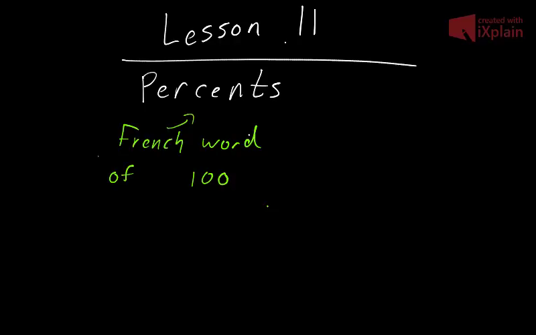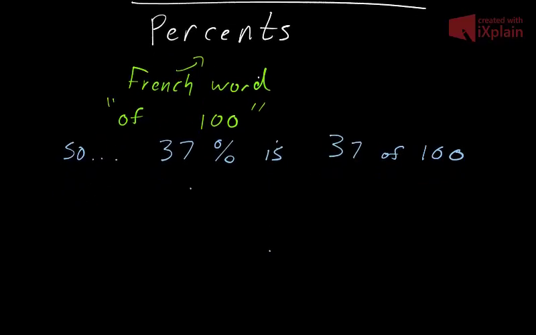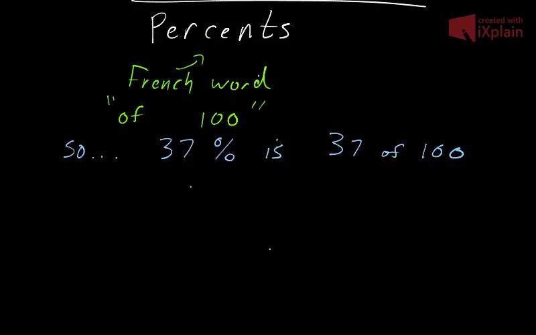So, knowing that, whenever you read a percent, we can read 37% as 37 of 100. And that's all it means. And of, in this case, is going to mean divided by. So a lot of times of is going to mean multiply, but in this case it's going to mean division. So this is going to be 37 over 100.